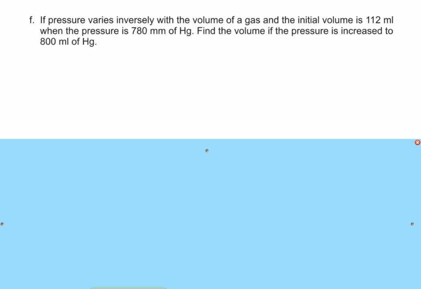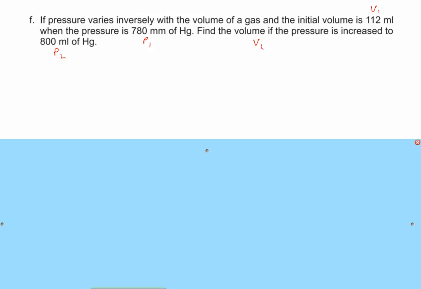So, here's what we've got. I'm going to use my red here. Initial volume, how about V sub 1? When the pressure is 780, how about P sub 1? Initial pressure, initial volume. Make sense? Find the volume, V sub 2. Some like to go I and F, initial, final. Some like 1 and 2. Whichever floats your boat. The pressure is increased to, and our pressure 2 is 800 millimeters of mercury.